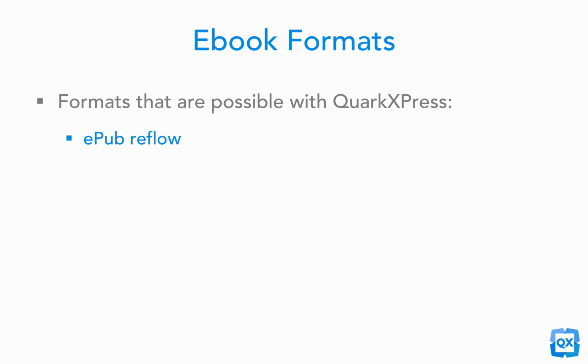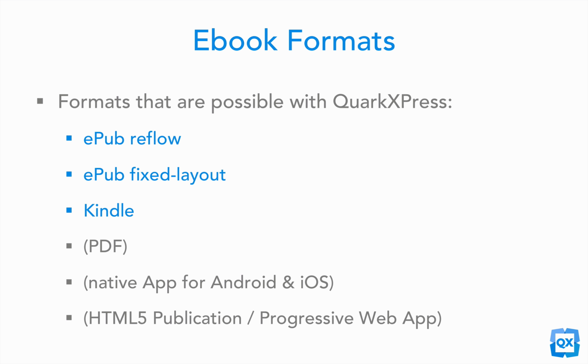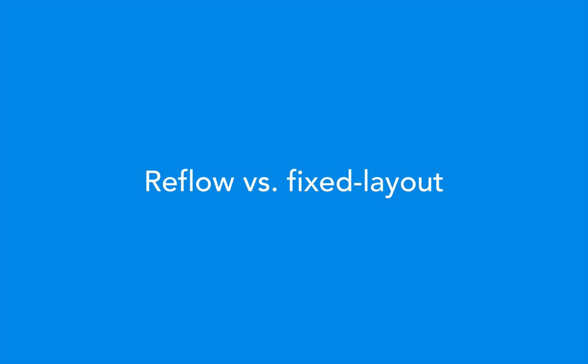Once you have decided that, then you have different formats that are possible to export to with QuarkXPress. The first one is EPUB Reflow. We'll talk about that in a second. Second one is EPUB Fixed Layout. Third one is Kindle, the Amazon format. And of course, you have the possibility to export as PDF. That's something we're not going to talk about today. You can also export as native app for Android and iOS with some advantages and disadvantages, but we're not going to talk about that either. And today we're also not talking about creating ebooks in HTML5 publication format, which is basically a progressive web app, because we showed that last week in our first webinar.